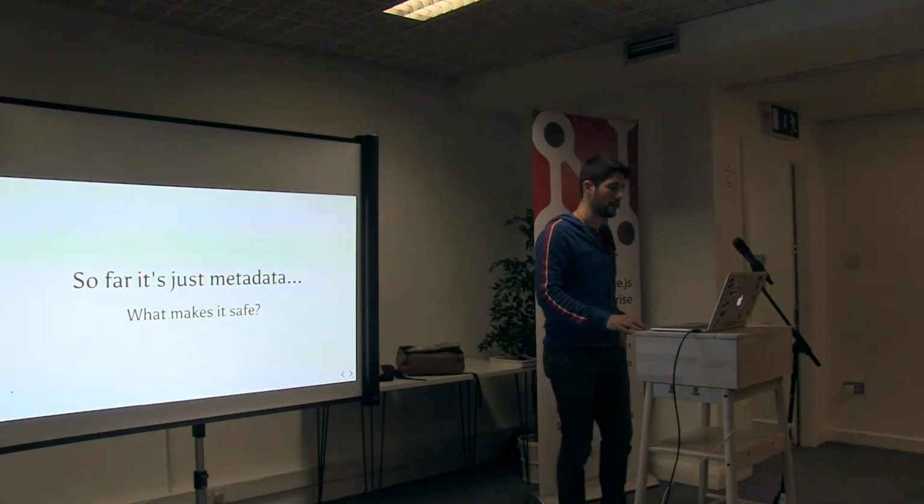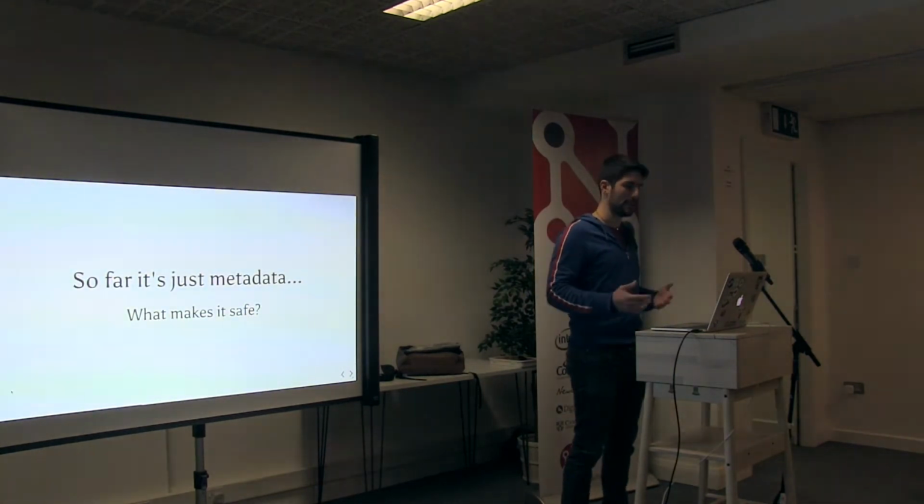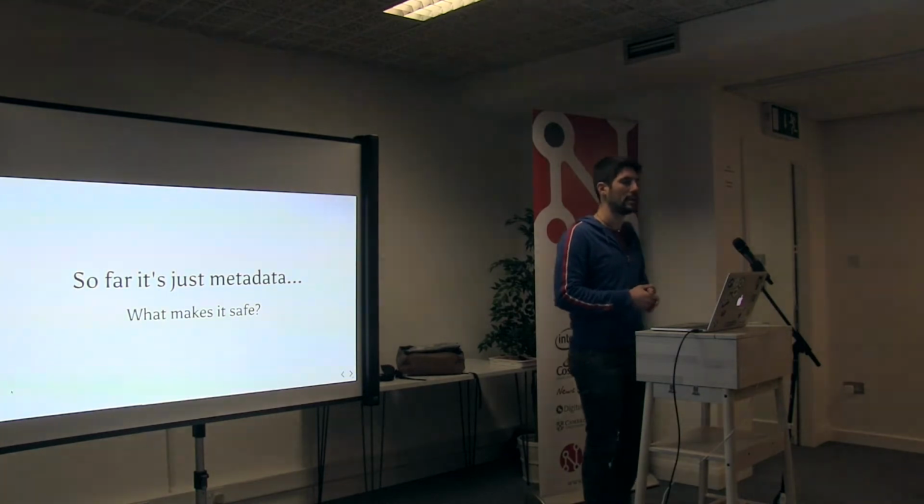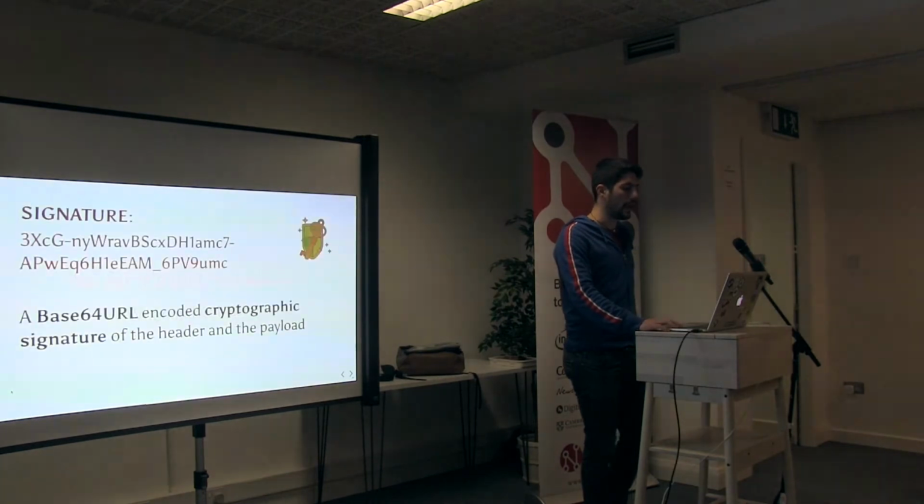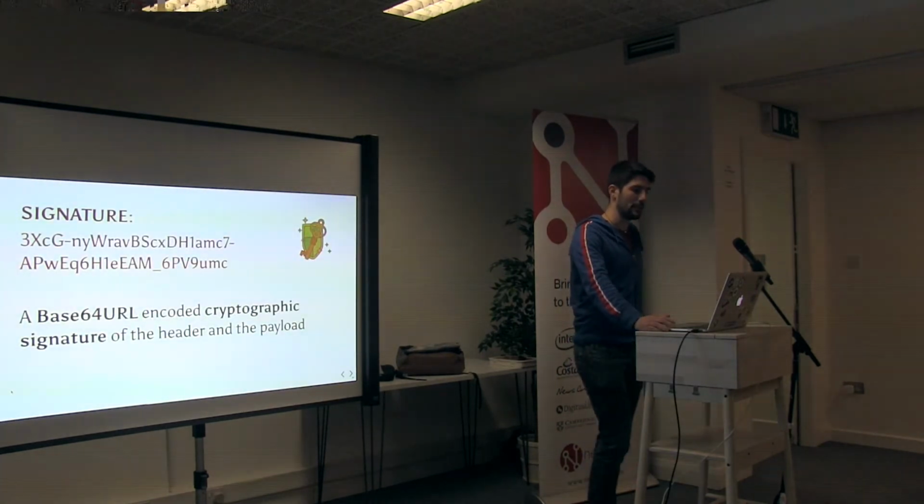So far we just said, okay, there is a token, it's a string, somehow it's encoded. We have seen it's three parts, there are dots to separate the different parts. It's base64 URL encoded, but it's just metadata. Why should we trust the data that is in that string? What makes it safe? And what makes it safe is the signature.